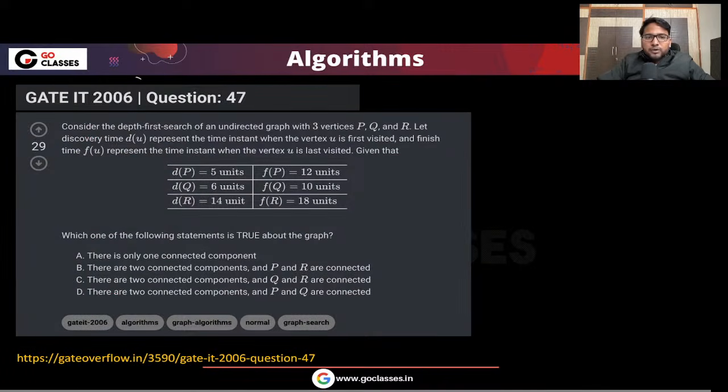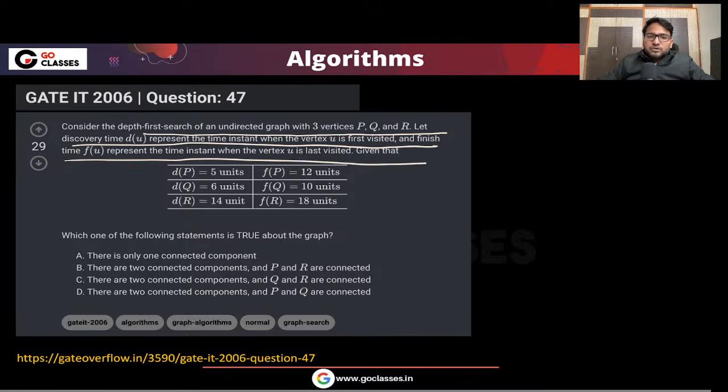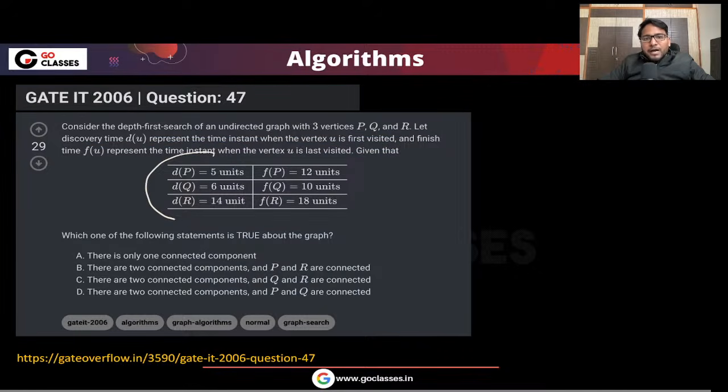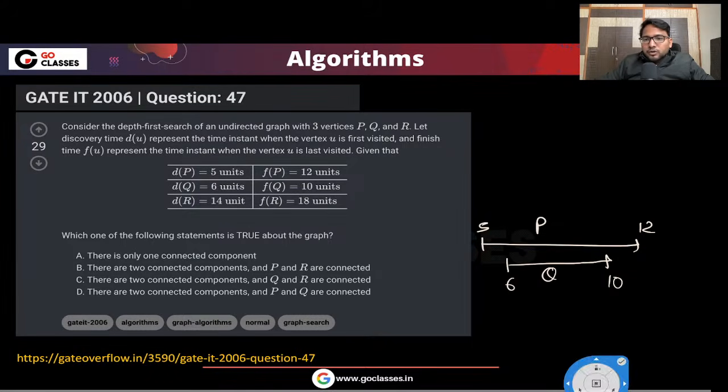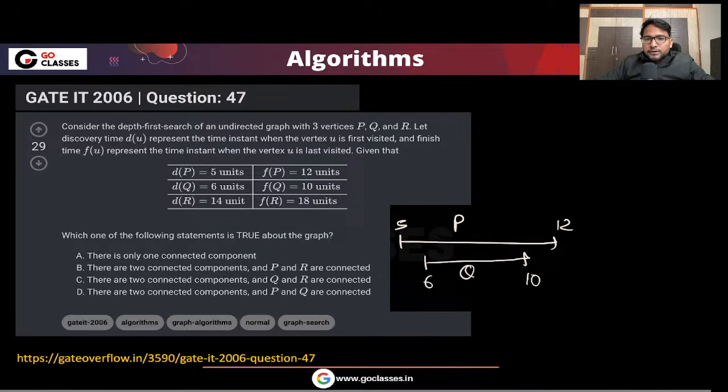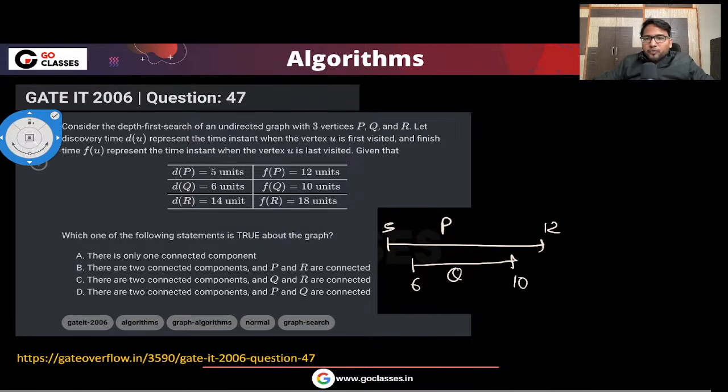This question has been asked in GATE 2006. What they are saying: consider the depth first search of an undirected graph with three vertices P, Q, R, and the discovery times and finish times are also given. So P discovery time and finish time are 5 and 12. This is P. Q is 6 and 10. This is Q. R is 14 and 18. So basically this is P, Q, and R is something like this. 14 means here.